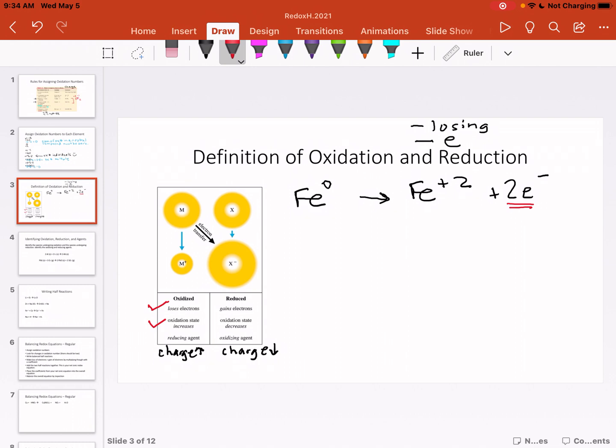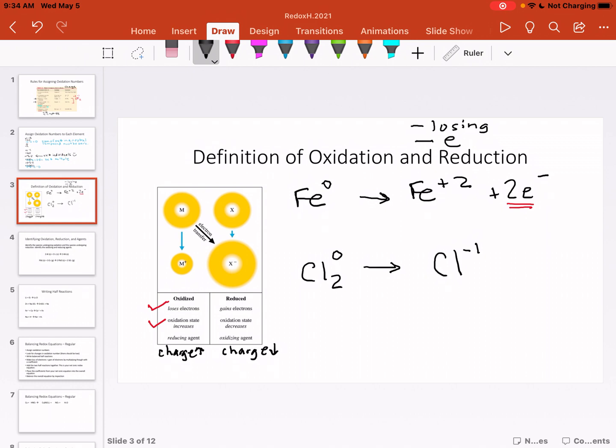So now let's talk about the opposite scenario. Let's have something become reduced. Let's look at chlorine, elemental chlorine. And hopefully we can recognize that its oxidation state is 0. And as an anion, chlorine's charge is a -1.